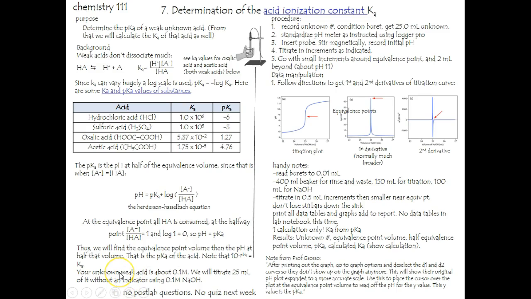Now we're going to go ahead and perform our titration. We are going to tell you that that weak acid is about 0.1 molar. So we'll titrate it with 25 mL of 0.1 molar sodium hydroxide, meaning that maybe we shouldn't go through our burette before we do that.